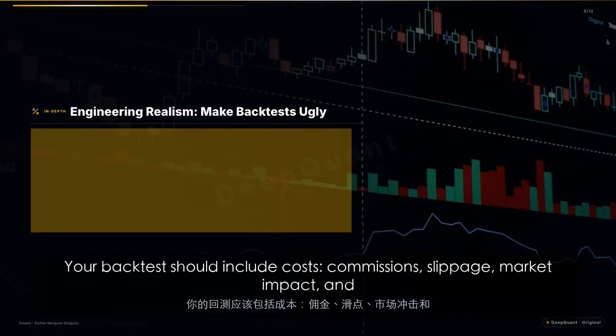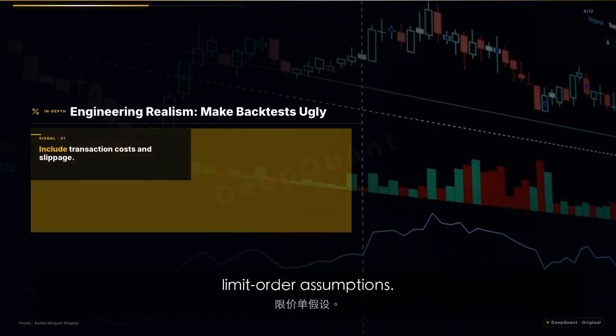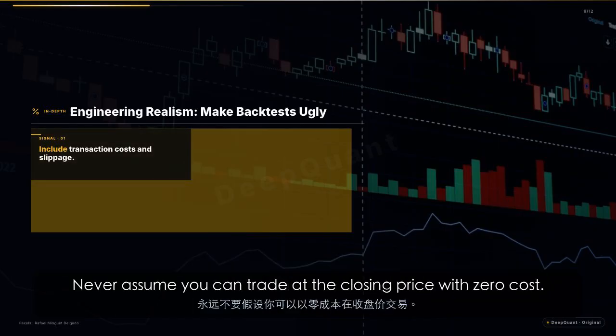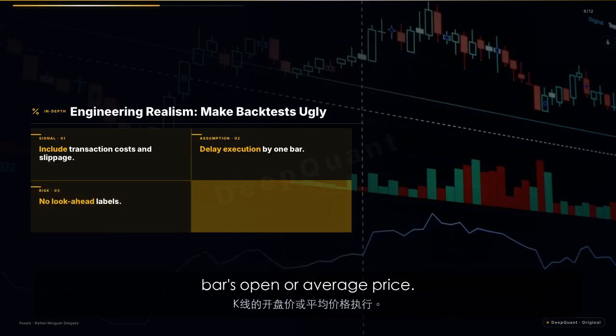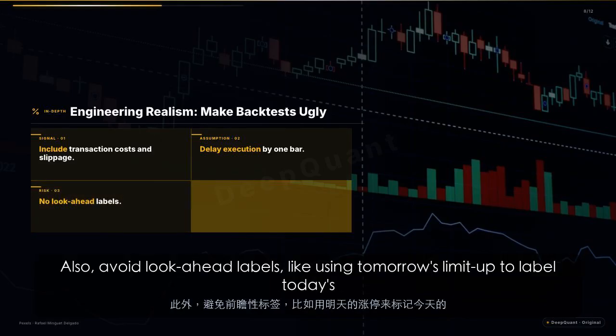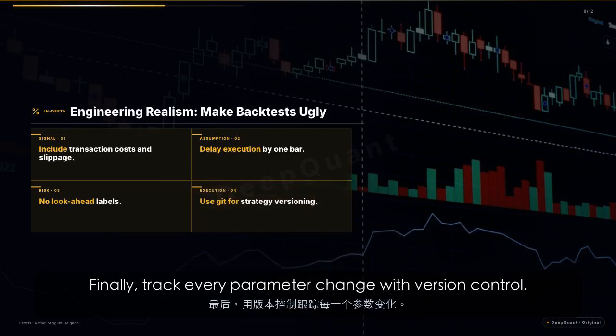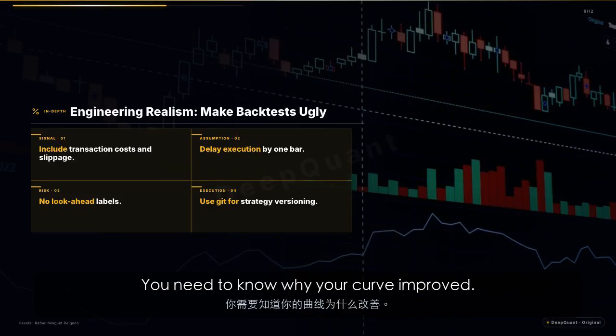Your backtest should include costs, commissions, slippage, market impact, and limit order assumptions. Never assume you can trade at the closing price with zero cost. Add a 1-bar delay. If your signal fires at the close, execute at the next bar's open or average price. Also, avoid look-ahead labels, like using tomorrow's limit up to label today's signal. Finally, track every parameter change with version control. You need to know why your curve improved.